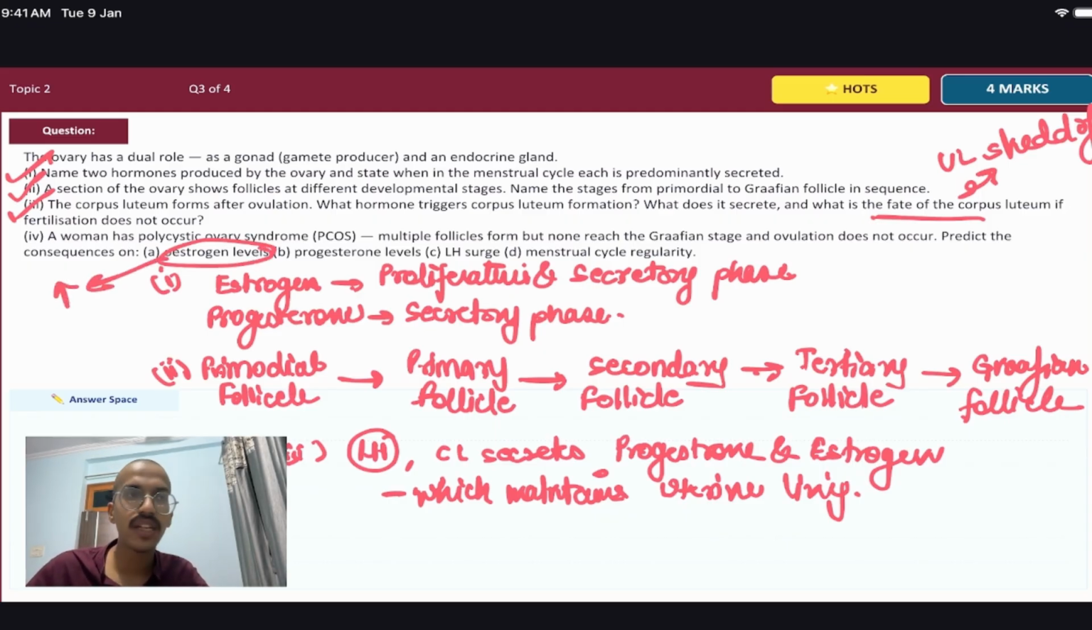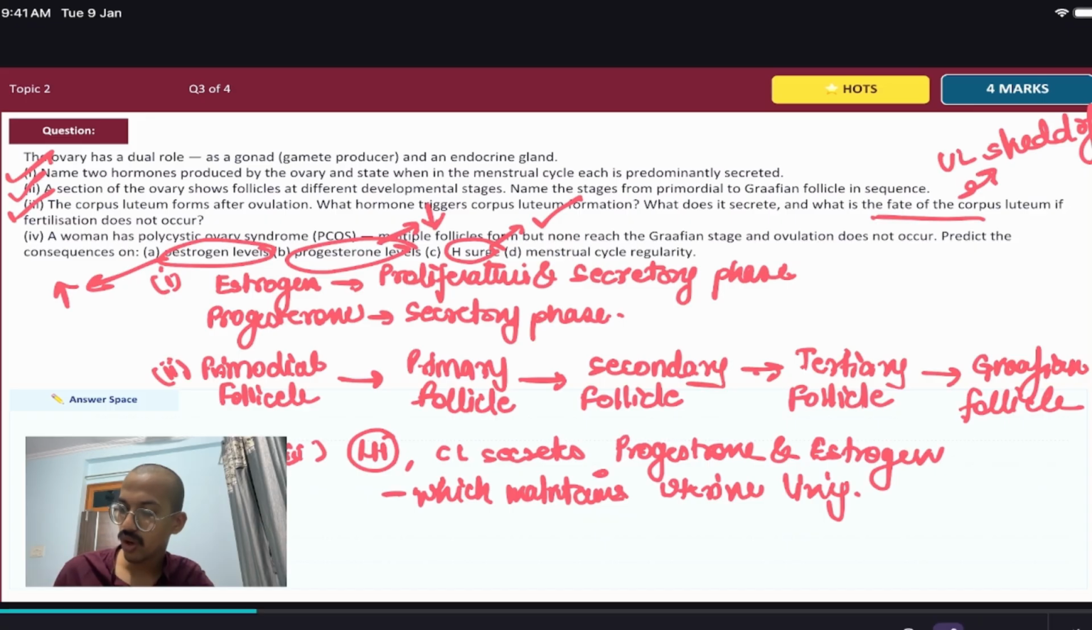Progesterone level won't be there because no Graafian follicle has been formed. So that would be least or not at all present. An LH surge will occur, but nothing will respond to it. The menstrual cycle will not be regular. Shedding and bleeding would be there, but the timing won't be fixed.